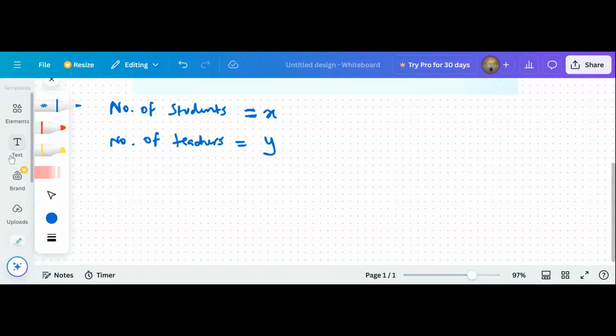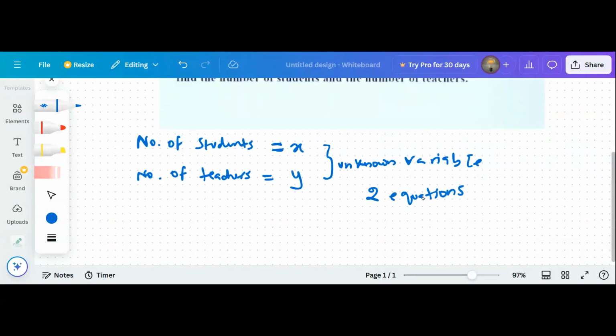So there are two unknown variables. We don't know x, we don't know y, we have to find them. This is called an unknown variable. Since there are two variables, we need at least two equations with x and y to find x and y. It may be confusing, but the thing is we have to get two equations, then only we can find x and y. So next you have to form two equations.